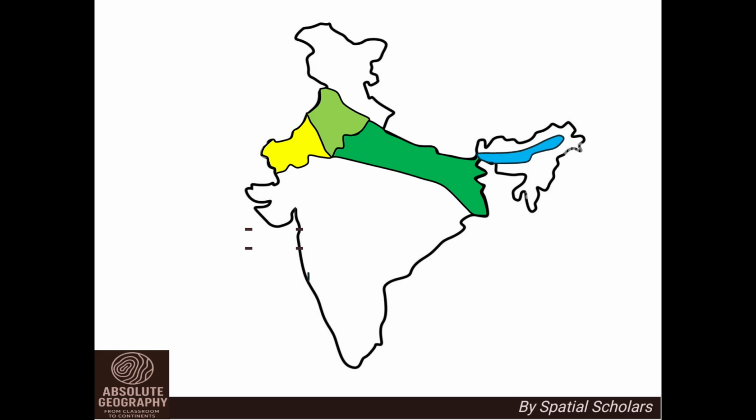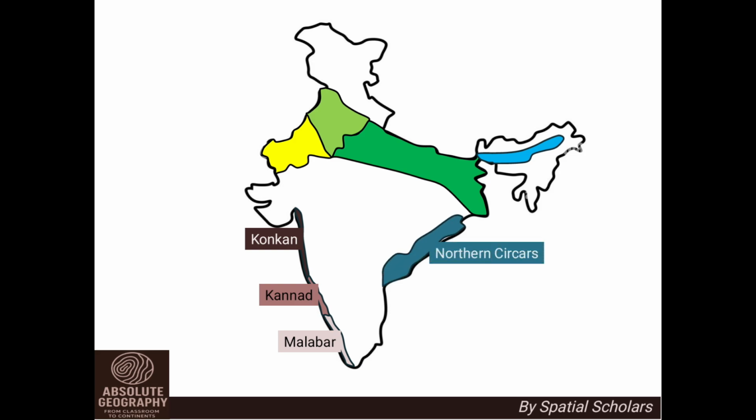So first is the Konkan coast, that is lying between Mumbai to Goa. In this region, the coast is known as Konkan coast. Next, we have Kanara coast between Goa and Mangalore. And then we have Malabar coast between Mangalore and Kanyakumari. Moving on to eastern coastal plains, these are divided into two parts. First is northern Sircars between Mahanadi and Krishna River, and second is Coromandel coast between Krishna River to Kanyakumari.